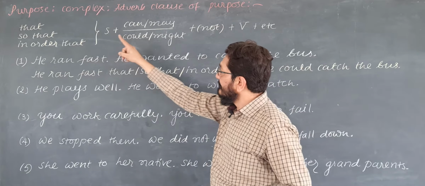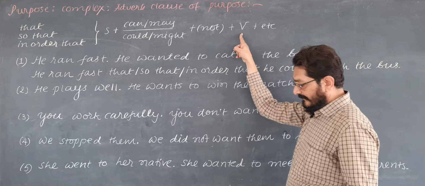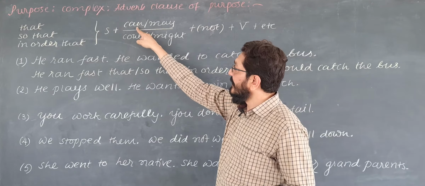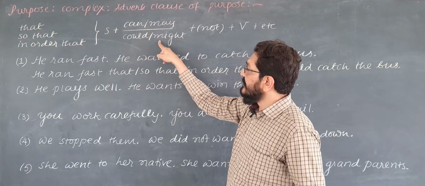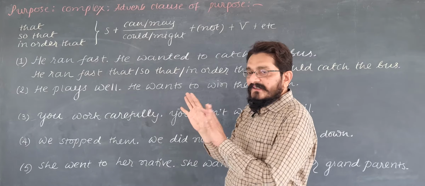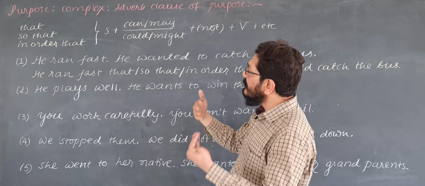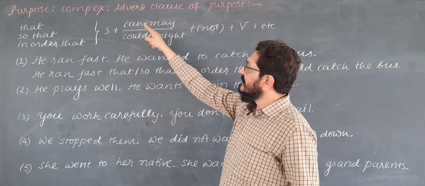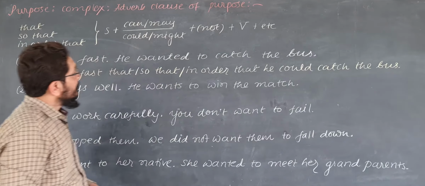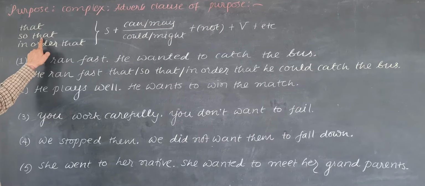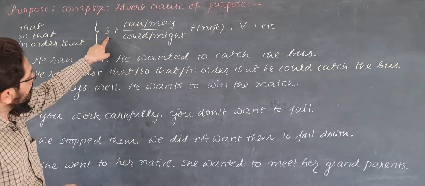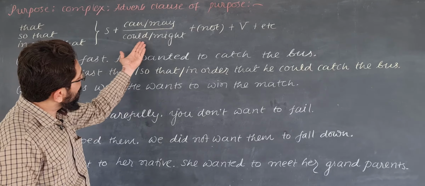Then comes subject, and there is a finite verb. This subject and this verb will be joined using can or may, could or might. As you know, could and might should be used if the sentences are in past tense. If there are non-past sentences, then we shall use can or may. So what is the formula? That, so that, in order that, then comes subject, then comes can or may, then comes could or might.